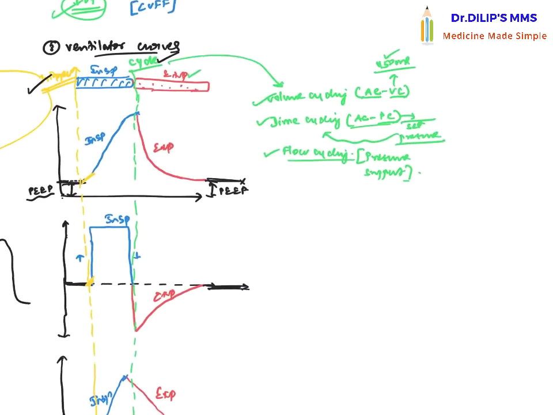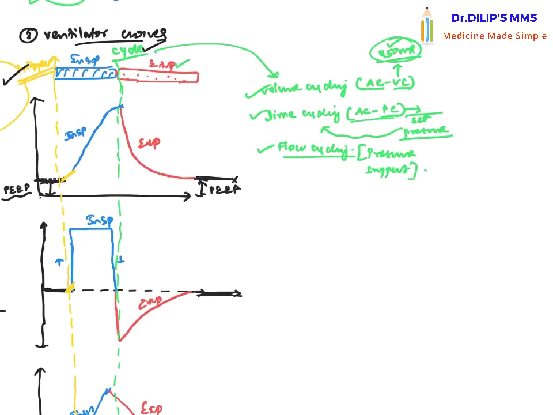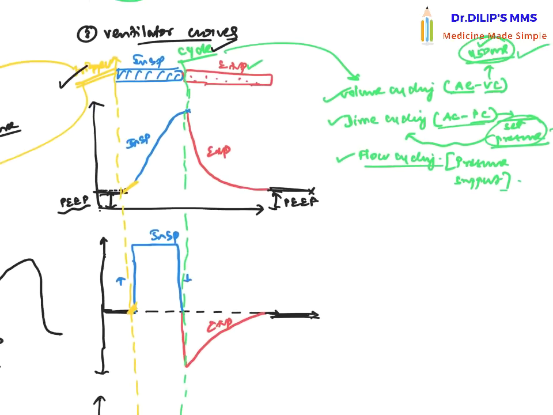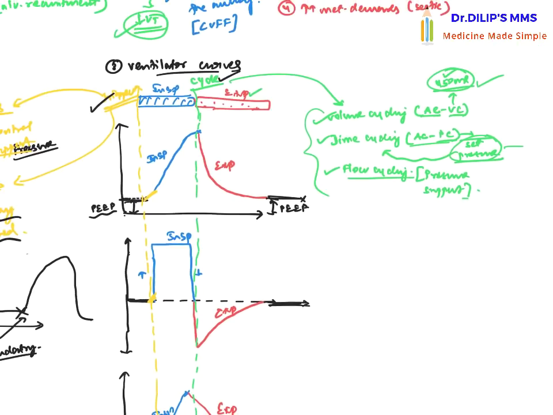What is volume cycling? A set volume: once that volume is reached, you stop the inspiration and start the expiration. What is time cycling? You reach a set pressure and maintain that pressure for a particular amount of time, then stop the inspiration and start the expiration. And in flow cycling, once the flow reaches a set limit, for example 25% of the maximum flow, the ventilator will stop the inspiration and start the expiration. So these are the three cycling modes.